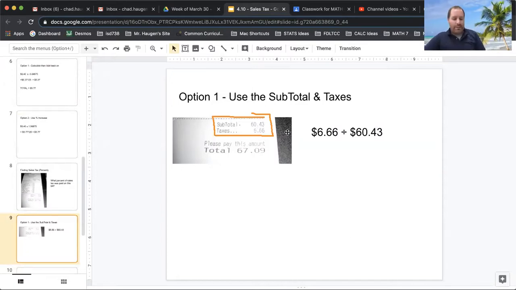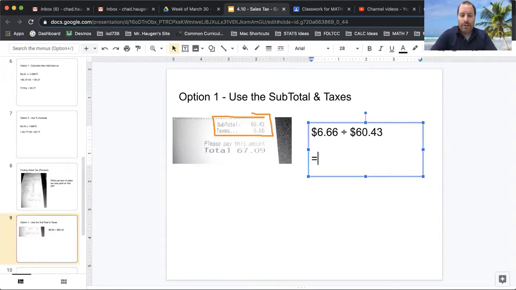So in this case here, again, I would just grab my calculator, type that in, 6.66 divided by 60.43. And I see, boy, big long string of decimals on here. So I'm going to type in some of that stuff. It'll take me just a second here. 110210161. Man, it feels like I'm playing a video game right now.